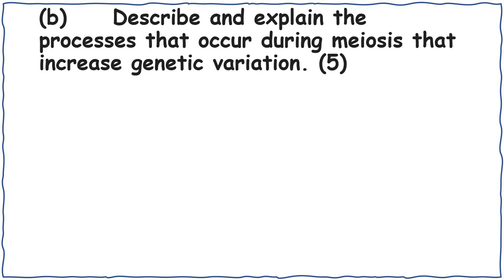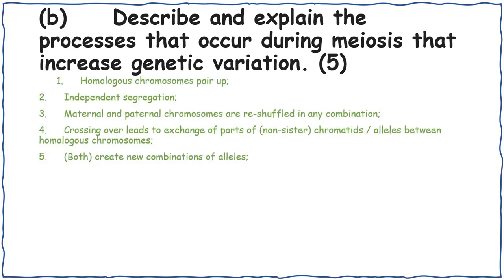Describe and explain the processes that occur during meiosis that increase genetic variation. Homologous chromosomes pair up. There is independent segregation. The maternal and paternal chromosomes are reshuffled in any combination. Crossing over leads to exchange of parts of non-sister chromatids or alleles between chromosomes. Both create new combinations of alleles.